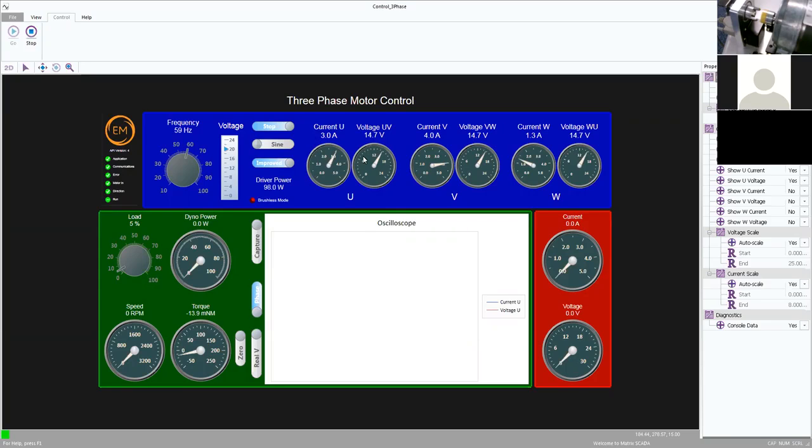Here then we've got current and voltage for each of the phases. Here I can, with the dynamometer plugged in, alter the loading on the dynamometer, and I can measure the dynamometer power.